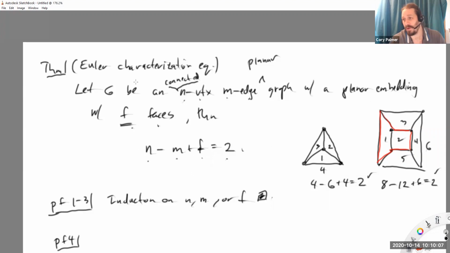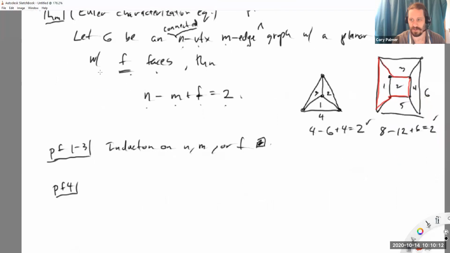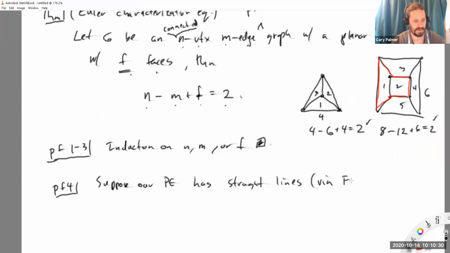That follows from the theorem, so we shouldn't use that fact in the proof, but in proof 4 here, we're kind of going to use it, okay? Because suppose our planar embedding has straight lines, okay, via Fary's theorem.